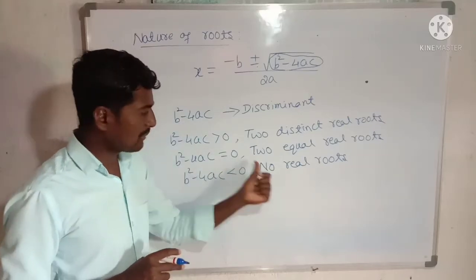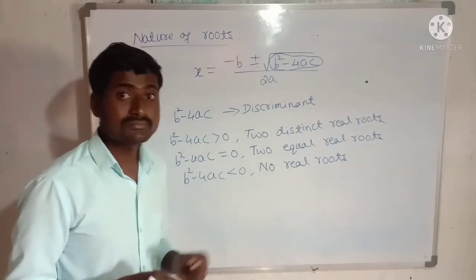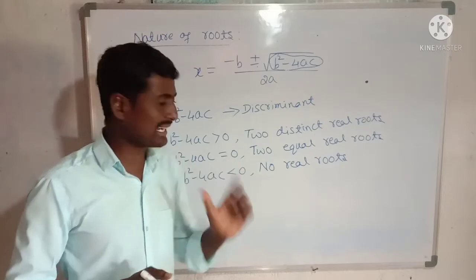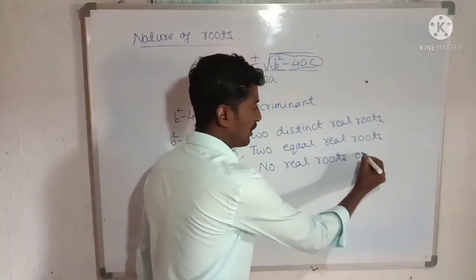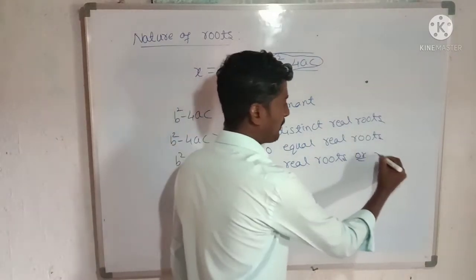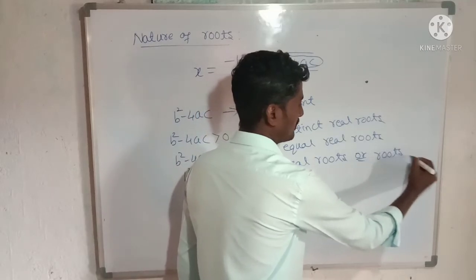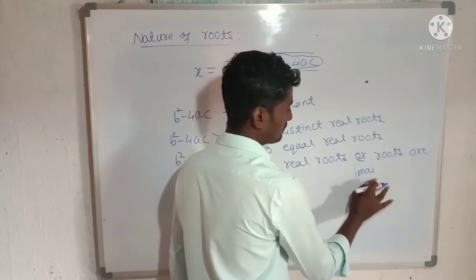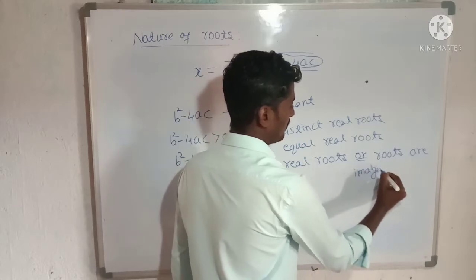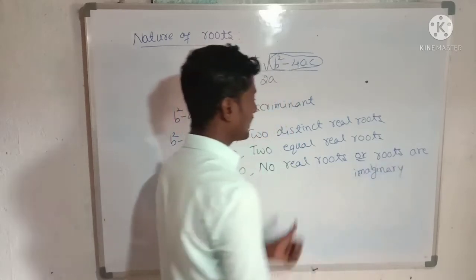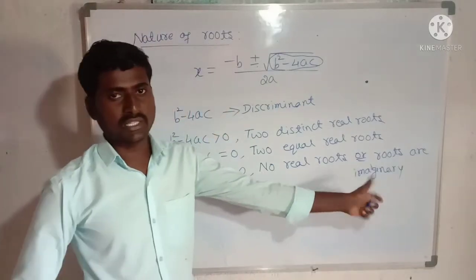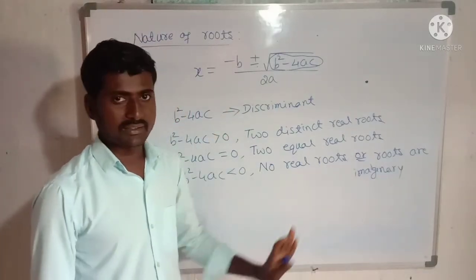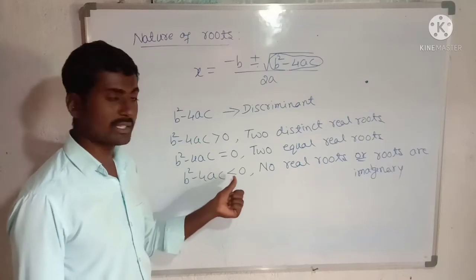Instead of this, we can also say that the roots are imaginary. No real roots, or the roots are imaginary. This is for b square minus 4ac less than 0.